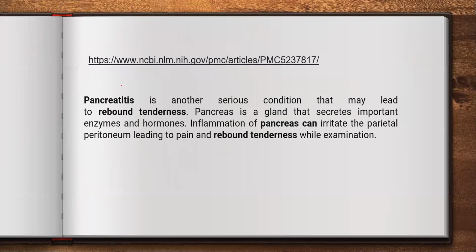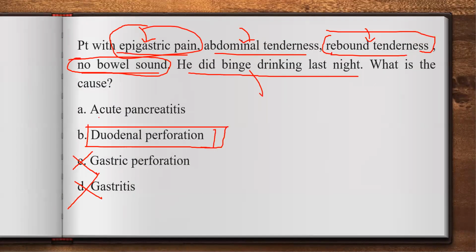If you look here in the NCBI, pancreatitis can cause rebound tenderness. If inflammation of the pancreas irritates the peritoneum, that can cause rebound tenderness as well. But again, absence of bowel sounds is not very common. So keep it as a duodenal perforation for the moment. Again, be very vigilant in the exam that they do not give you something which will contradict. Obviously, you will get something more which will help you to differentiate.